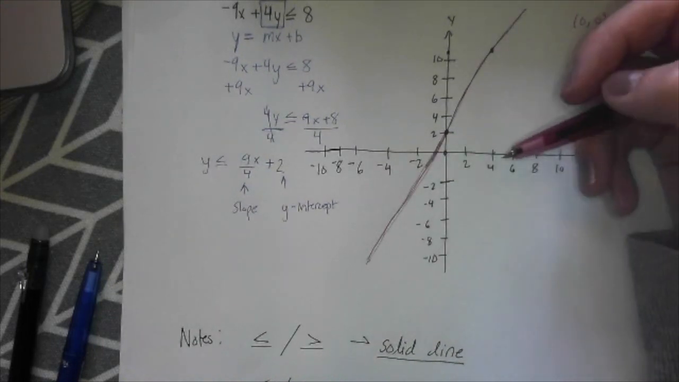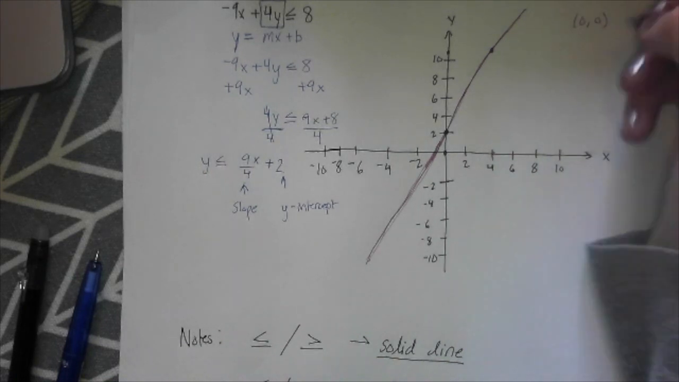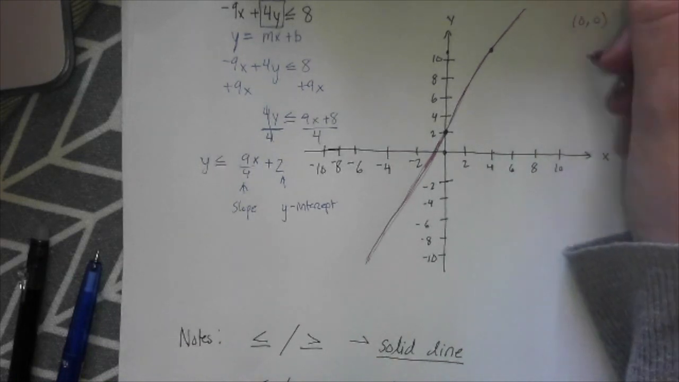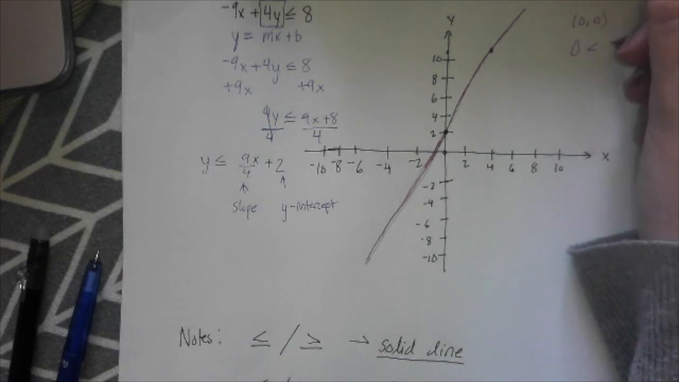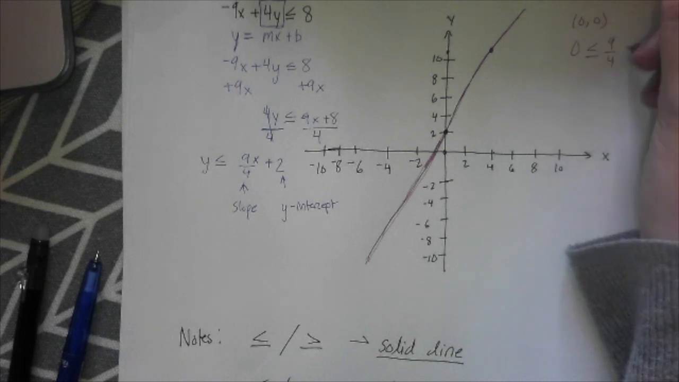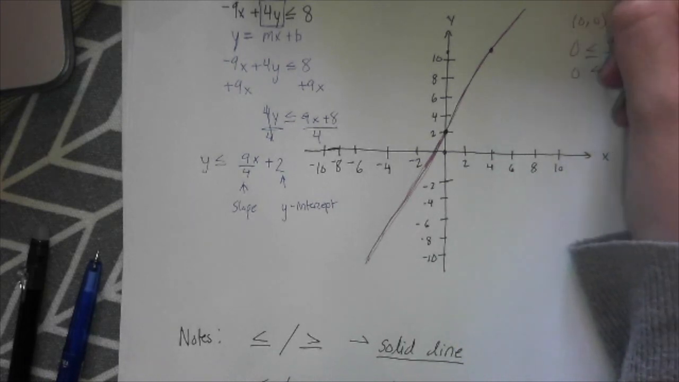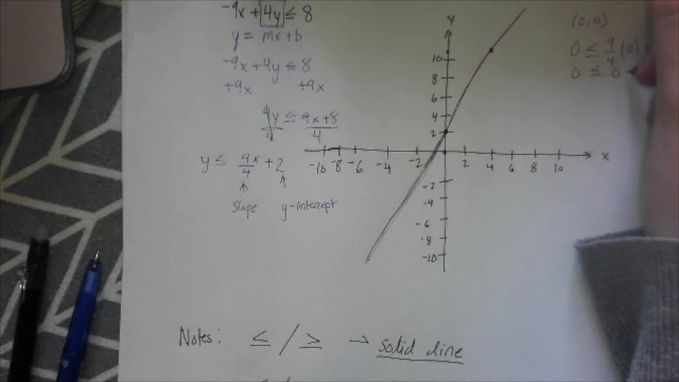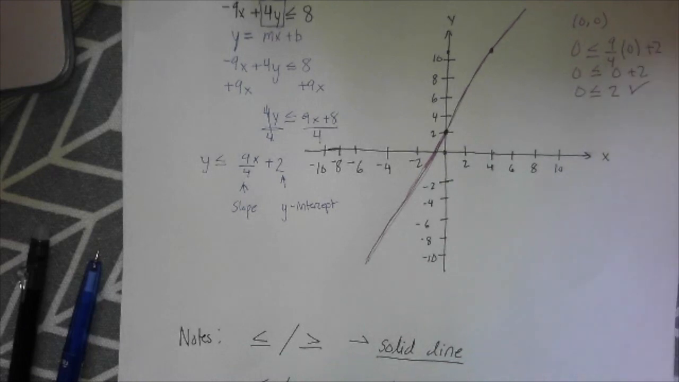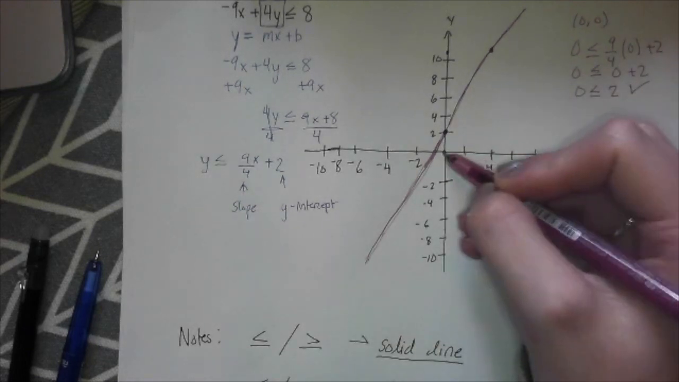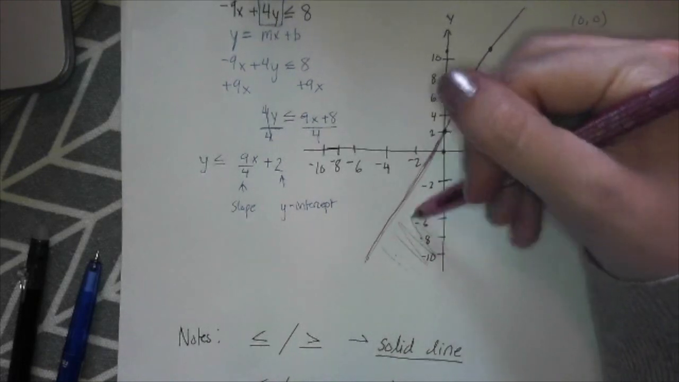So y is less than or equal to 9 over 4x plus 2. I'm going to plug in 0 for x, and we are left with 0 for y. 0 times 9 over 4 plus 2. We get 0 is less than or equal to 0 plus 2. So we get 0 is less than or equal to 2. This is a true statement. So we can see that this point, 0, 0, is included in the solution.